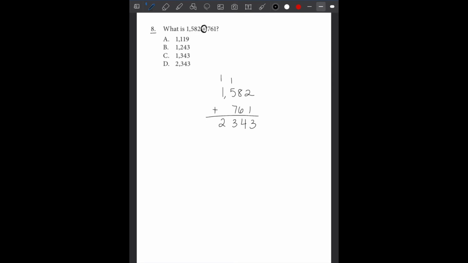And our comma always goes 3 numbers over. So 1, 2, 3 would be where our comma goes. So this is our answer: 2,343. 2,343 is option D.